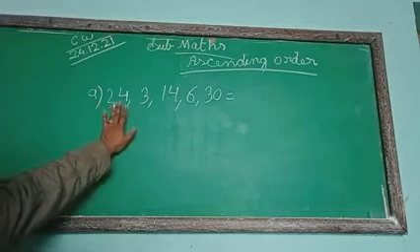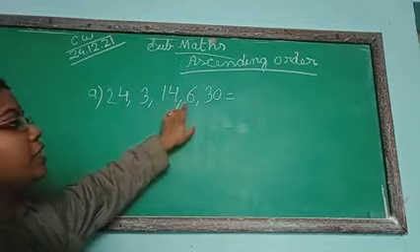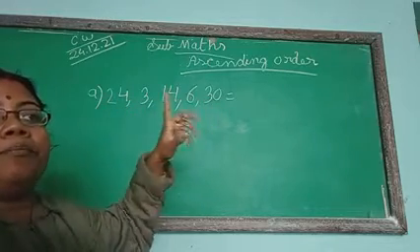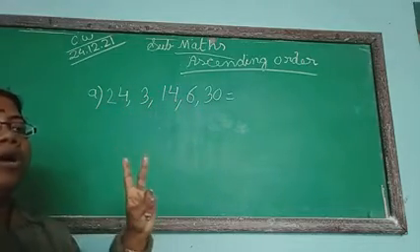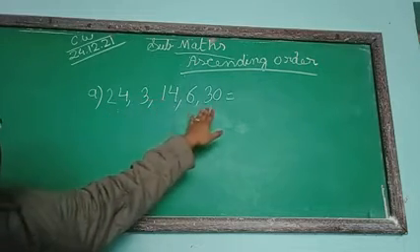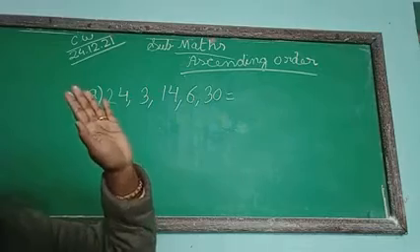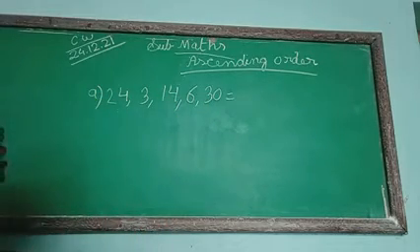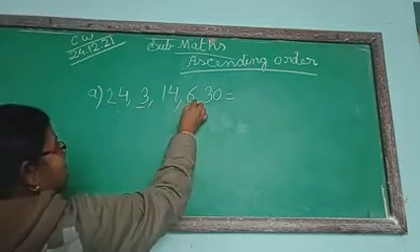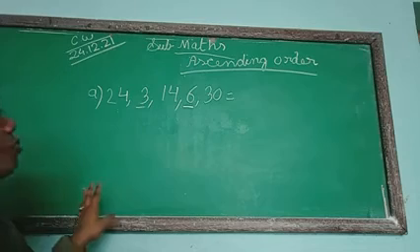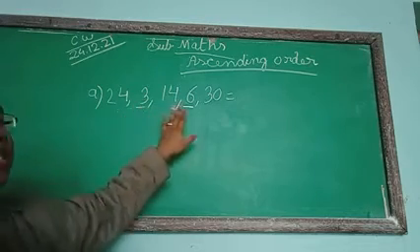See this one: 2, 4, 24; 1, 4, 14; and 3, 0, 30. All three numbers are two-digit numbers. And you see here 3 and 6 are one-digit numbers. So the smaller number is between 6 and 3.